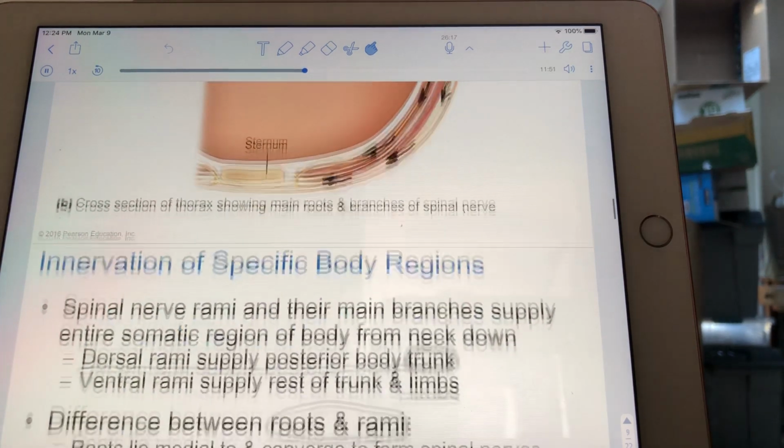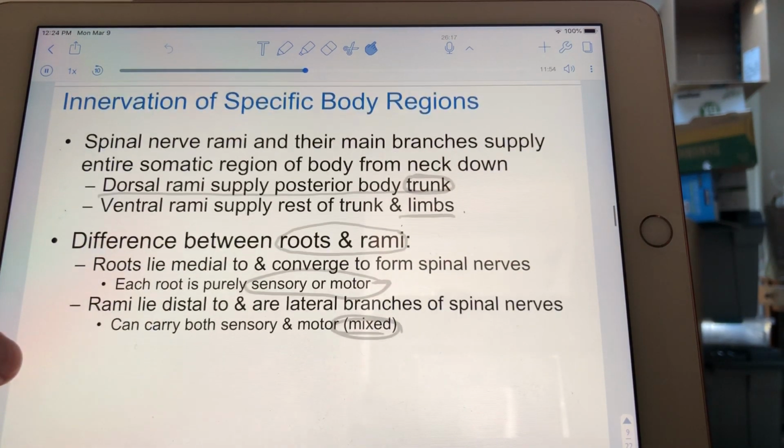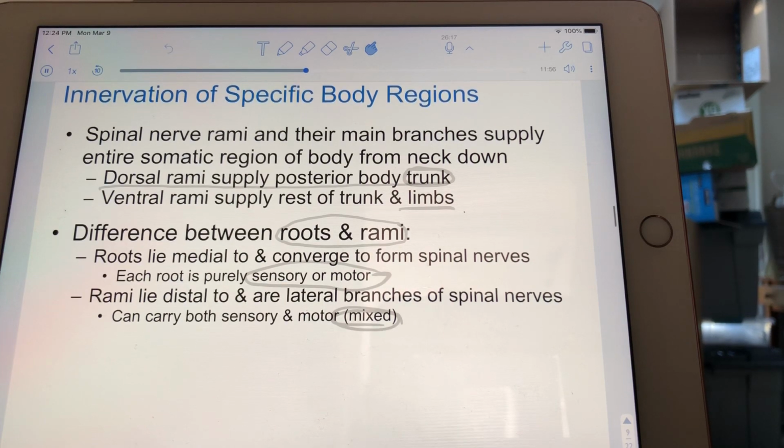All right, we're on slide number 9. Okay, and this is what I just mentioned, that the dorsal rami are just going to supply the posterior of the body, and even beyond that, just the trunk, okay? Whereas ventral rami supply the rest of the body, including the limbs, okay? Busy. You really want to be able to compare roots and rami because it's so easy to confuse, for instance, a dorsal root with a dorsal ramus.